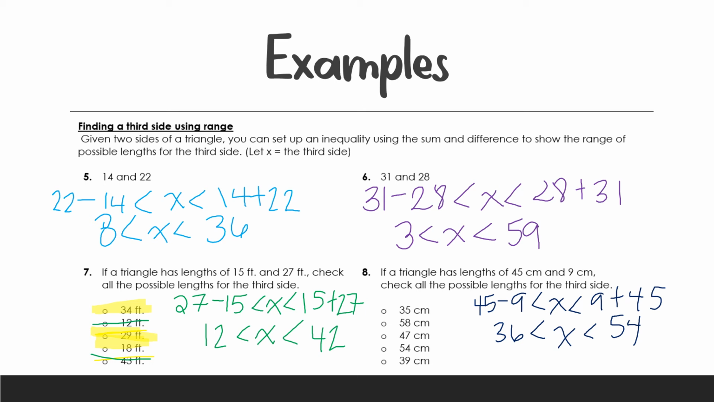So looking at your options, 35 does not fall within that range. 58 does not fall within that range. So those are not options. 47 does fall within that range. 54 does not fall within that range. And 39 does fall within that range. So 39 and 47 centimeters would be viable third lengths.